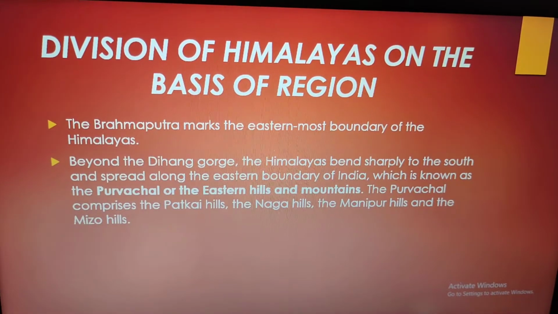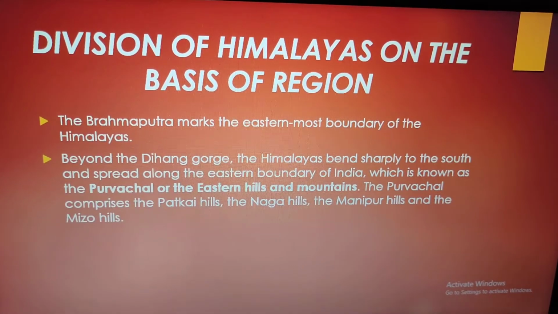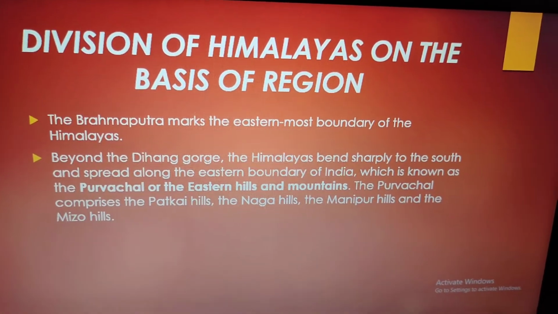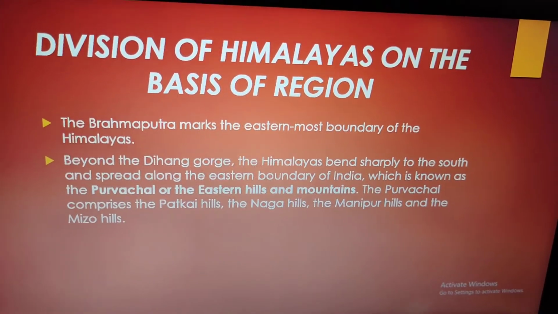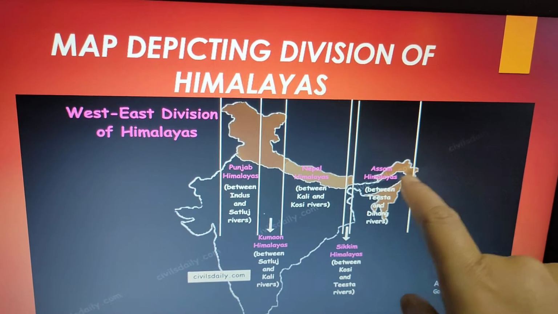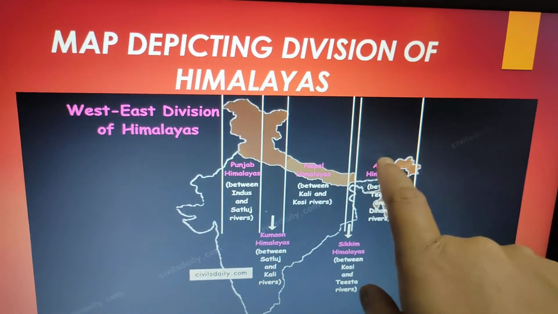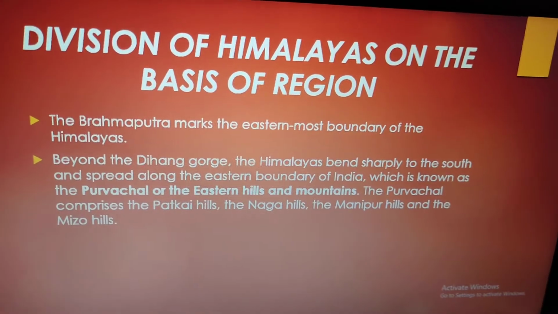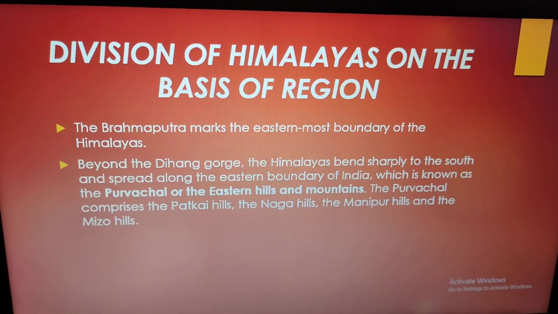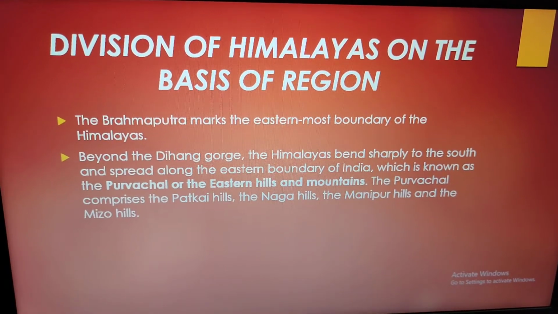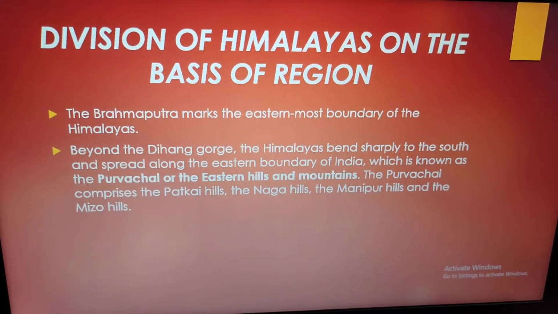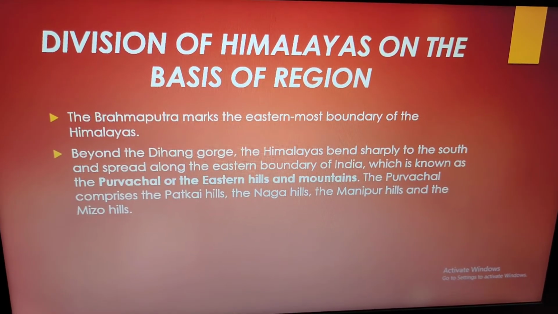The Brahmaputra marks the easternmost boundary of the Himalayas. Beyond the Dihang Gorge, the Himalayas bend sharply to the south and spread along the eastern boundary of India. They take a sharp turn like this. This is the sharp turn we are talking about. It is known as the Purvanchal or the Eastern Hills and Mountains. The Purvanchal comprises the Patkai Hills, the Naga Hills, the Manipur Hills and the Mizo Hills.